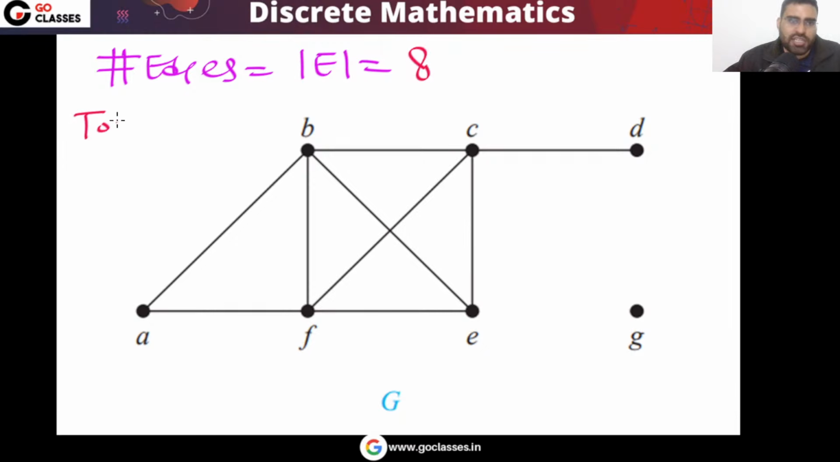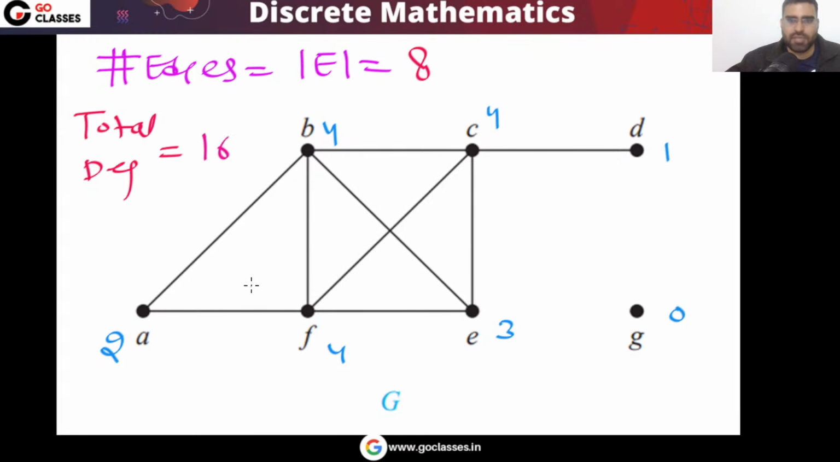And what is the total degree in this graph? You can calculate. This vertex has degree 2, this vertex has degree 4, this vertex has degree 3, this vertex has degree 4, this vertex has degree 4, this vertex has degree 1, this vertex has degree 0. So if you calculate this, then total will be 16. Yes or no? So this vertex has degree 4, this vertex has degree 4, 1, 3, 4.